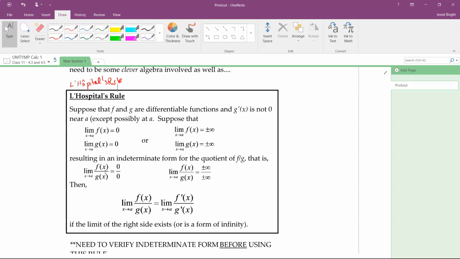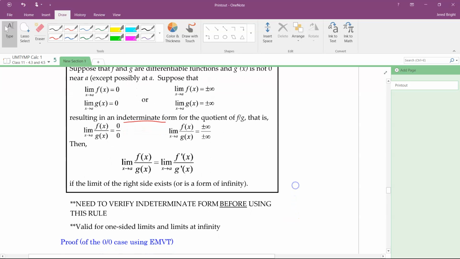What it says is that once we realize that it is an indeterminate form, so you have to verify that it is an indeterminate form, then all we have to do is take the derivative of the numerator function alone and the denominator function alone and compute that limit. And if that doesn't exist and it's still differentiable, do it again and again and again until you get a limit. Okay, that's the idea of L'Hopital's rule. And again, you need to verify it's indeterminate first, and then you can also use this for one-sided limits and limits at infinity.